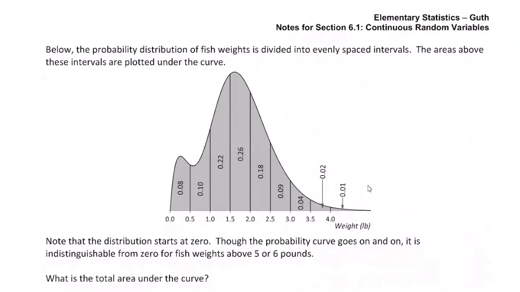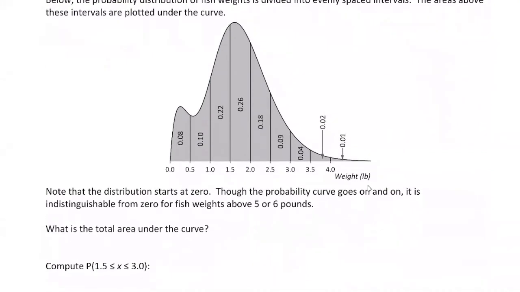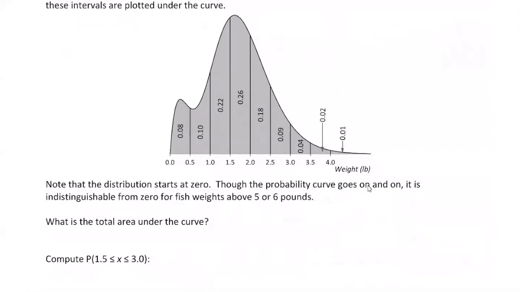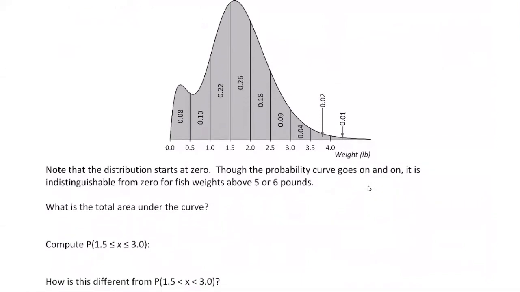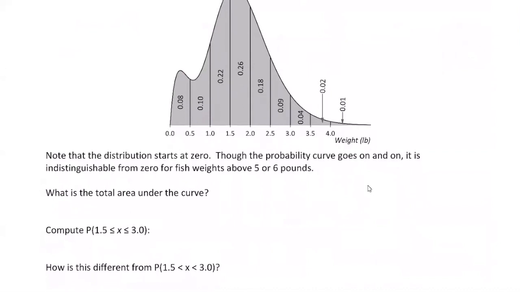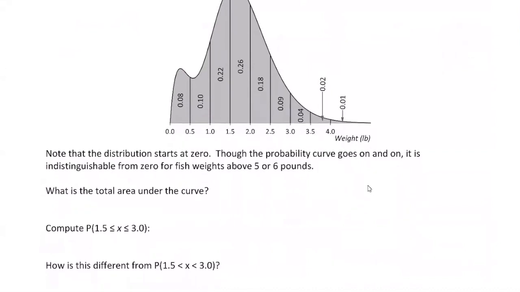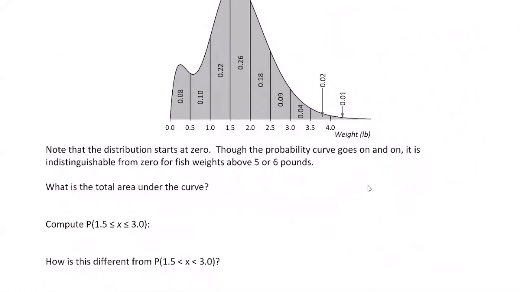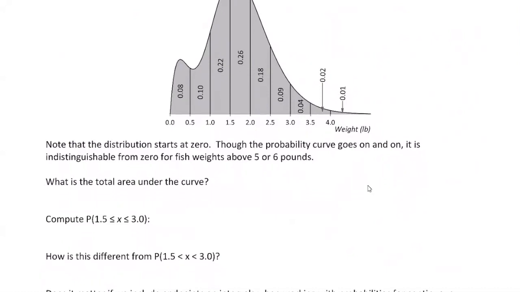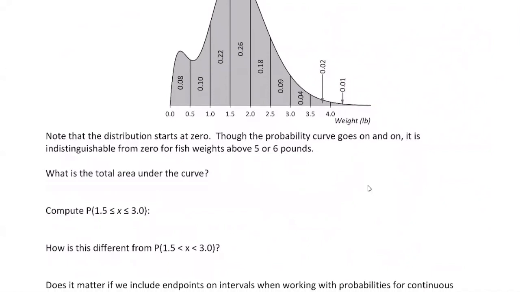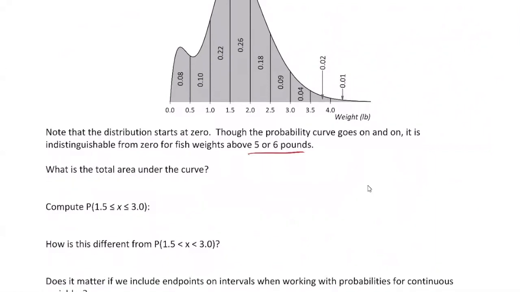And then I use calculus to slice this thing up and find the areas under all of these bits that I'm showing here. So you wouldn't be expected to do anything like this. But I just want you guys to see how the areas line up like this in a probability curve. Okay, so it says note the distribution starts at 0 because you can't have a fish with anything below 0 in weight. And the probability curve goes on, but it basically zeroes out at about 5 or 6 pounds because there just aren't many fish in the lake that are that heavy. And if any at all.